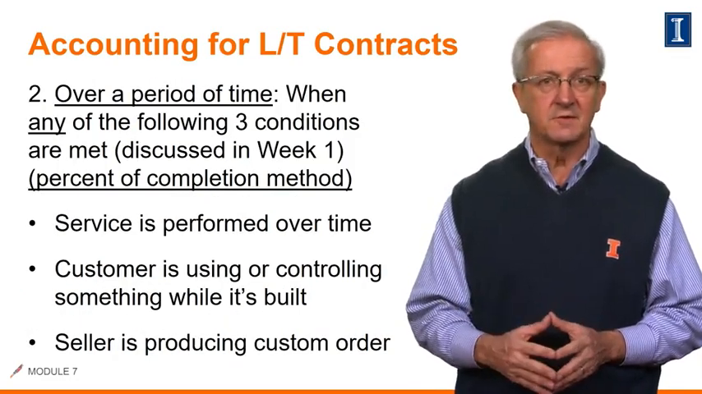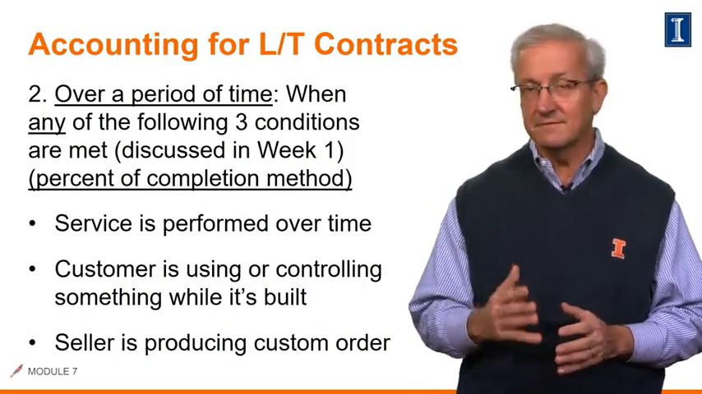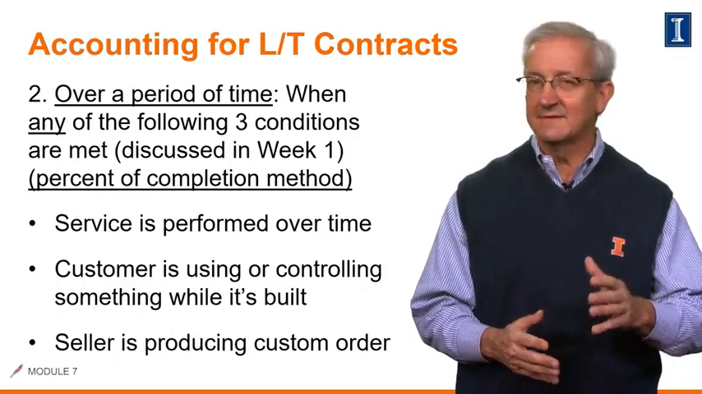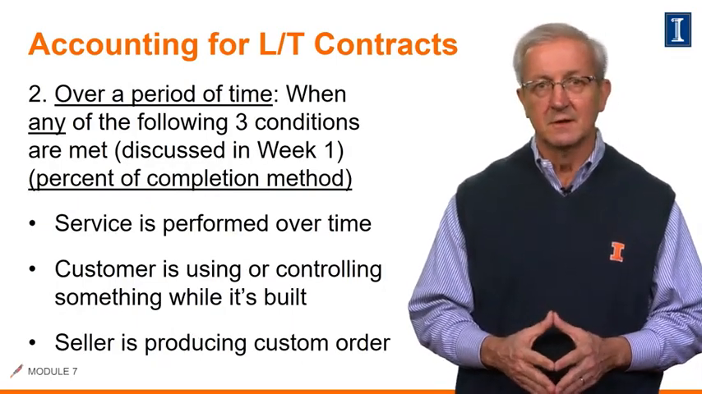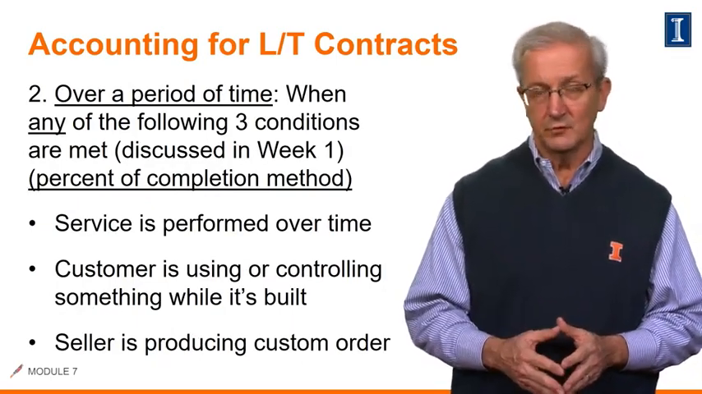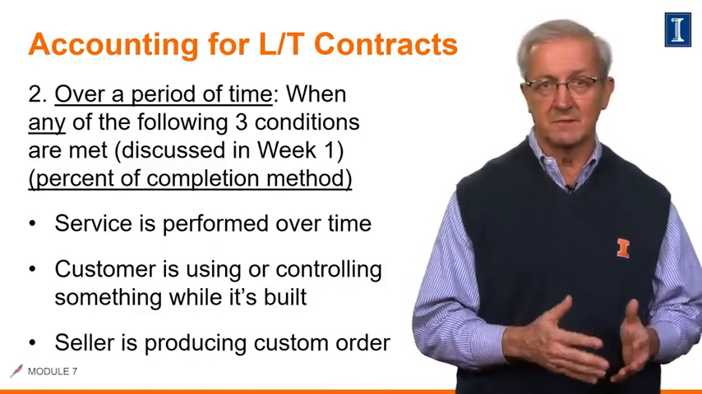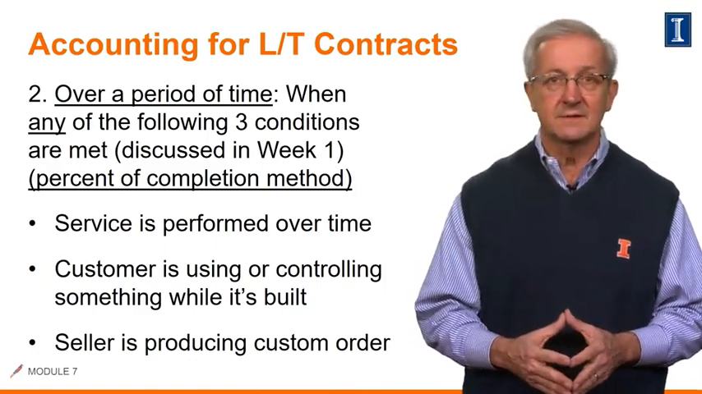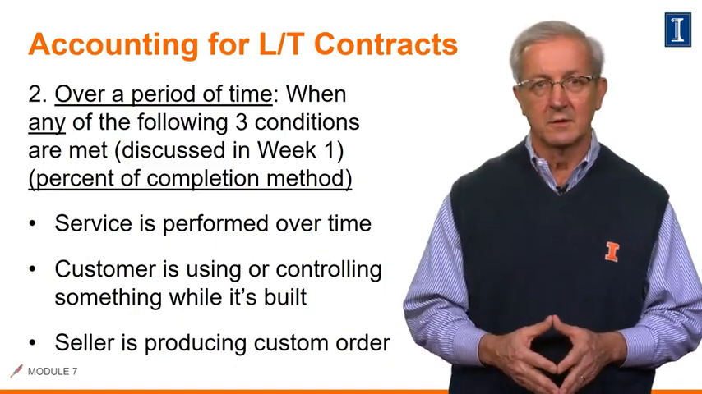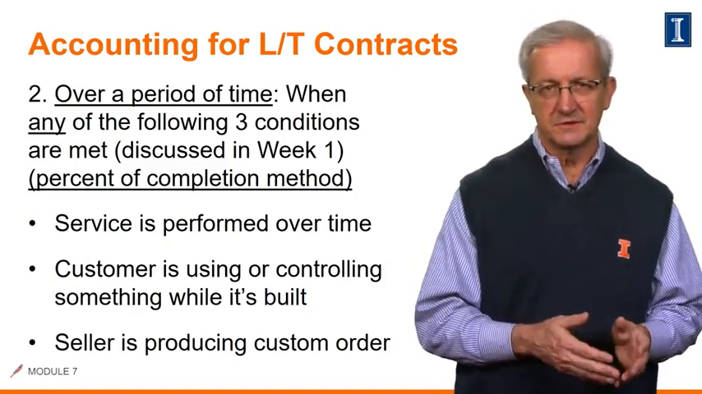Our second method is over a period of time, which is used when any of the following 3 conditions are met, as discussed in last week's course. 1, service is performed over time. 2, the customer is using or controlling something while it's being built. And 3, the seller is producing a custom order. This is what we call the percentage of completion method.